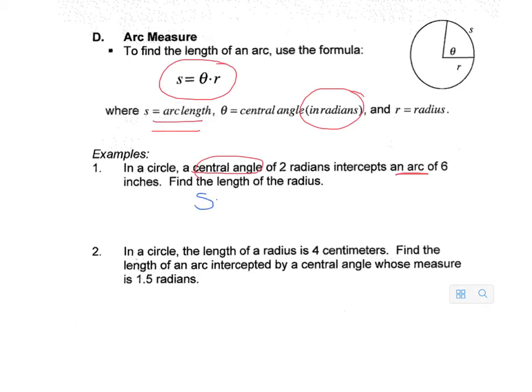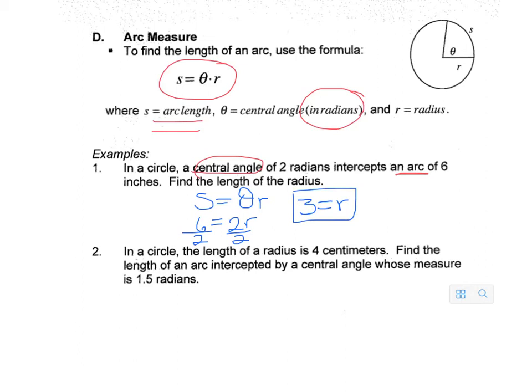So S equals theta times r. S in this case is 6. Theta in this case is 2 because it says it's 2 radians. I'm looking for the r. So I'm going to divide each side by 2. 3 is my radius. That's how easy this is.